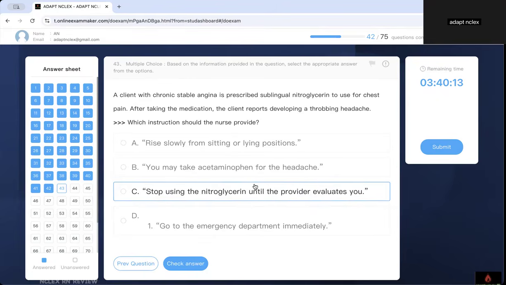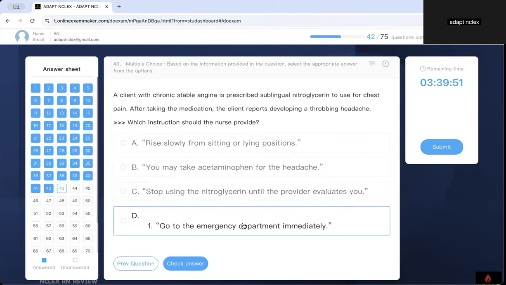Which instruction should the nurse provide? Rise slowly from a sitting or lying position. Expected finding of the medication. You may take acetaminophen for the headache. Is it an expected finding for the medication? Stop the nitroglycerin until the provider evaluates you. Go to the emergency room immediately. What do you think? They don't need to go.